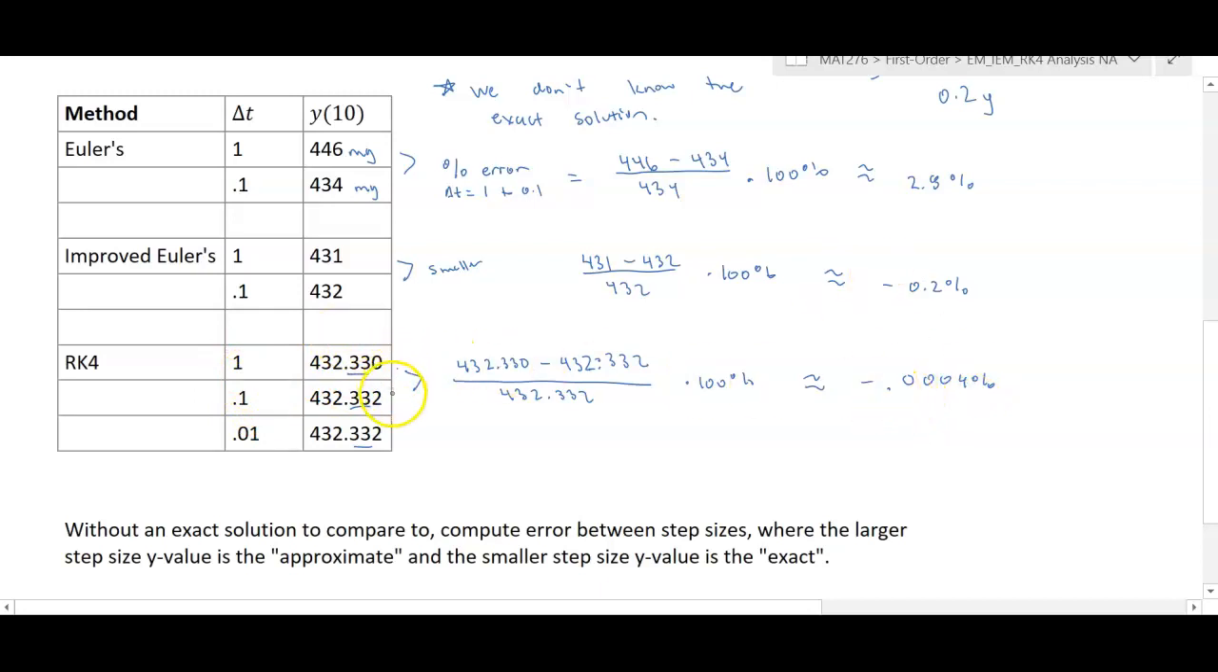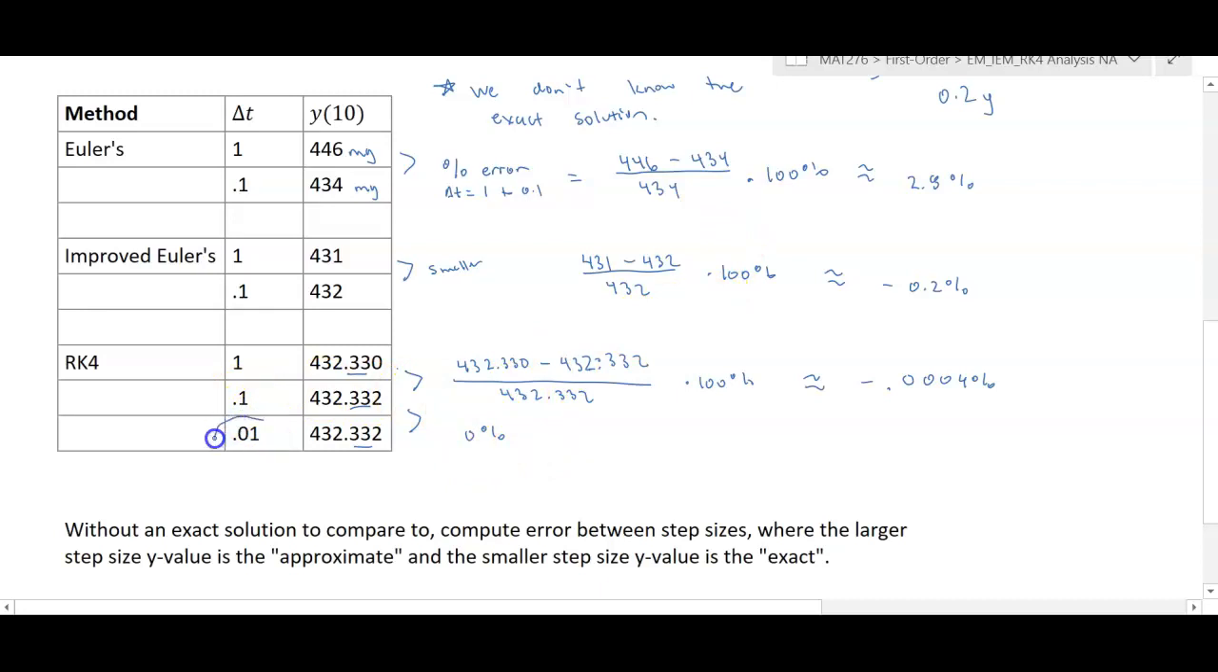our precision did not increase that much. We got a little bit closer, right? But here, if you notice, to 3 decimal places, the error is going to be 0%. The relative error from the less exact to the more exact, right? In this case, the less exact would be the 432.332. The exact would be the 432.332. To 3 decimal places, we have 0% error.